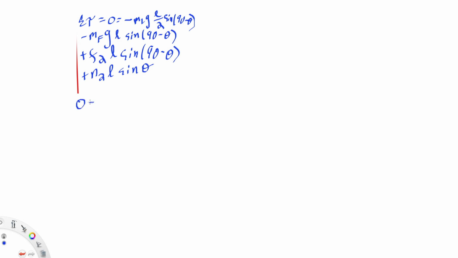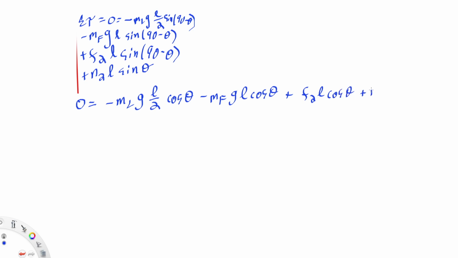So we get 0 equals minus m_l g L over 2 cosine theta minus m_f g L cosine theta plus F2 L cosine theta plus N2 L sine theta. And we know how to deal with this now. We've been doing this since kinematics, right? All the cosines go on the left-hand side. All of the sines stay on the right-hand side.